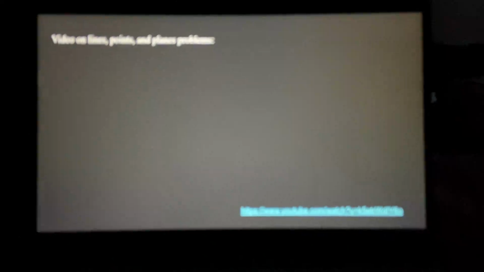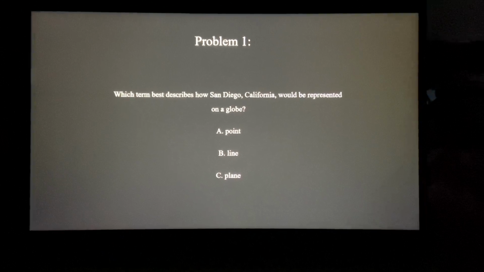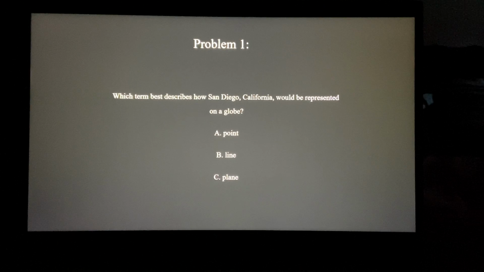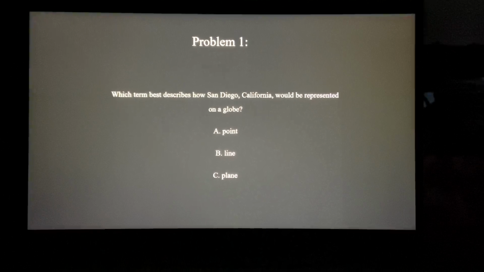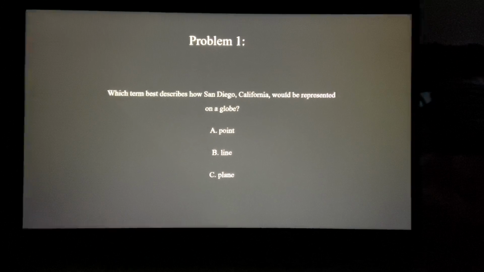It's gonna be more about what shapes or determine a line or point. So the first question is, which term best describes how San Diego would be represented on a globe? A, would it be best represented by a point, line, or a plane?